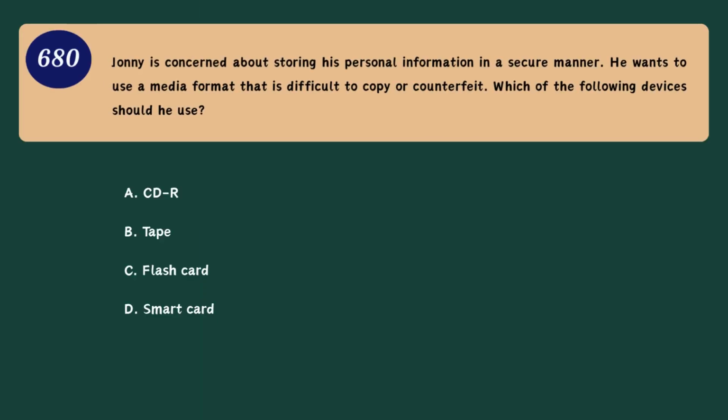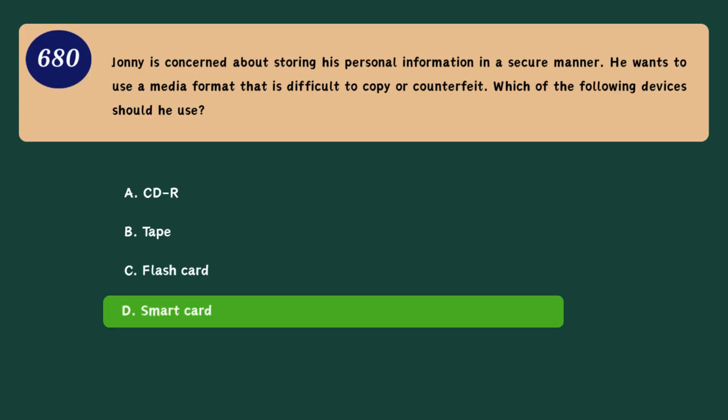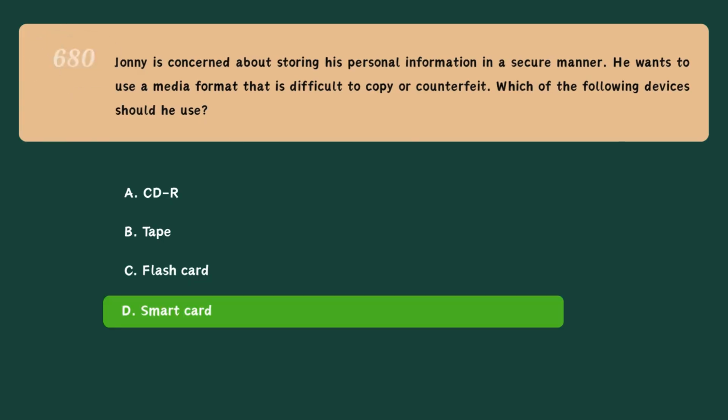Question 680. Johnny is concerned about storing his personal information in a secure manner. He wants to use a media format that is difficult to copy or counterfeit. Which of the following devices should he use? A. CDR, B. Tape, C. Flashcard, D. Smart card. Correct answer. D. Smart card.